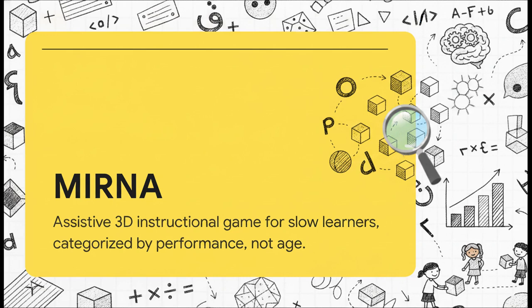So what is MIRNA? It's an assistive 3D instructional game designed specifically for these primary school slow learners, focusing on Arabic, English, and math. But what makes MIRNA so innovative isn't just the fact that it's in 3D. It's that it categorizes students based entirely on their actual academic performance rather than their age. It automatically adjusts to their specific limitations and learning pace.